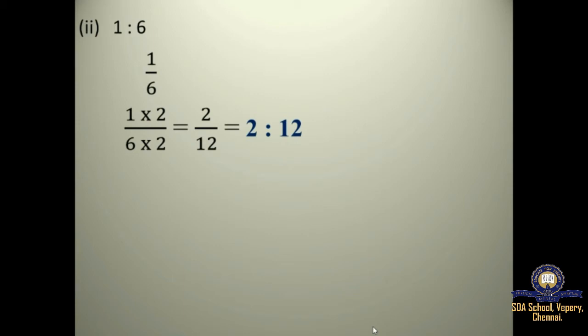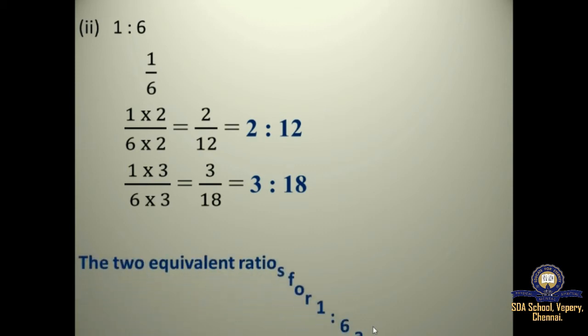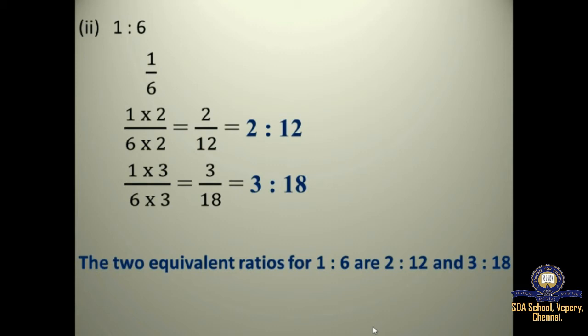In the second equivalent ratios, you'll be multiplying both the numerator and denominator with 3, right? So when you multiply 1 with 3, you will be getting 3, and when you multiply 6 with 3, you will be getting 18. Okay, so 3 by 18 is the fraction form, and when you convert fraction to the ratios, you will be writing it as 3:18. Got it, students? So the two equivalent ratios for 1:6 are 2:12 and 3:18.